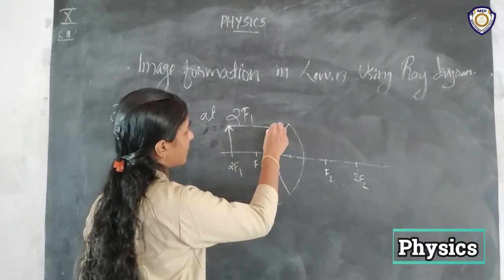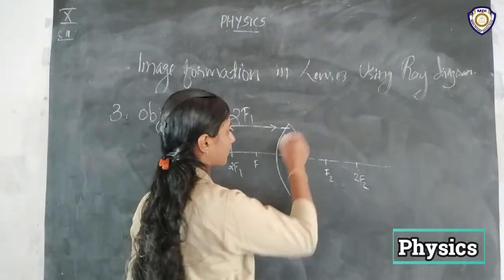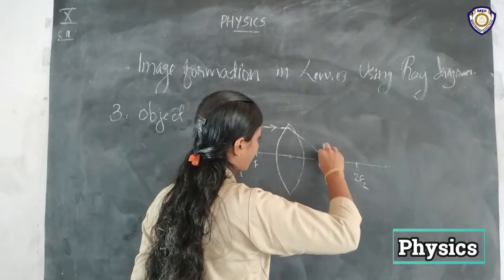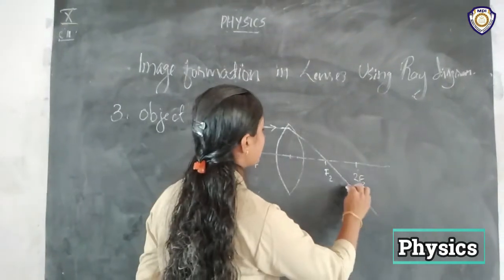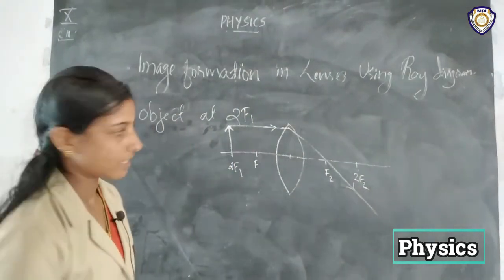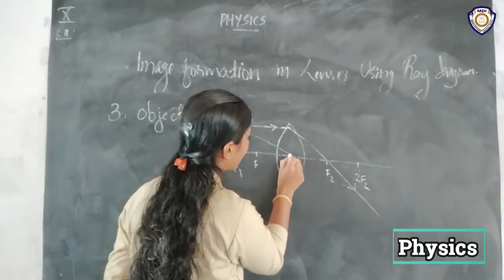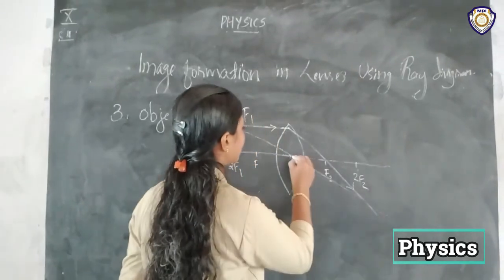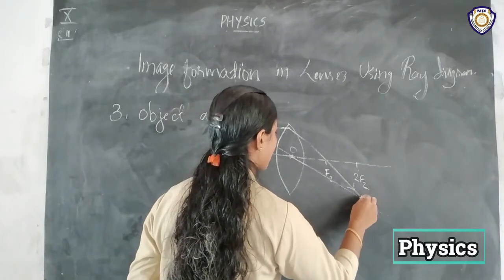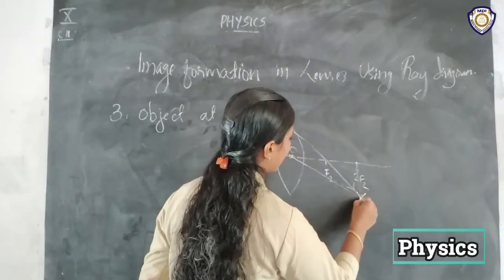Suppose one ray is incident like this, and what happens after refraction? It will pass through the principal focus on the other side. This is the refracted ray. Next we have to consider another ray, the ray passing through the center of this lens, that means the optical center. The image is formed at the intersection of these two refracted rays. So here the image is formed.